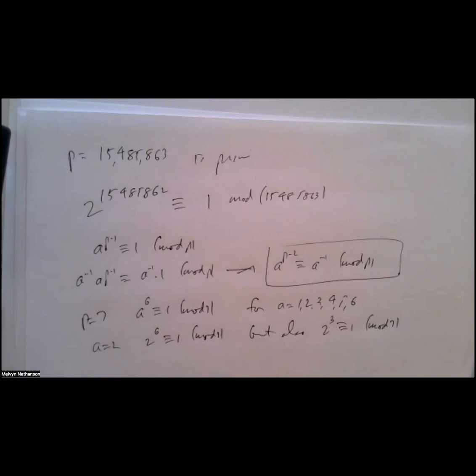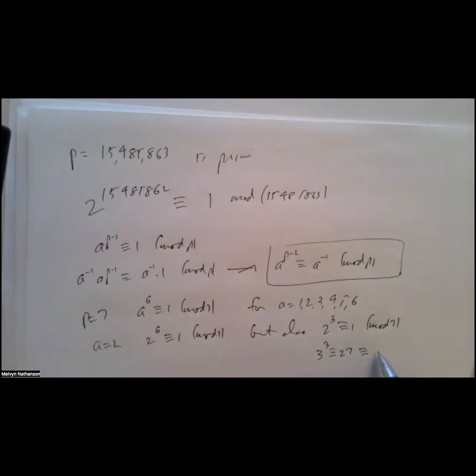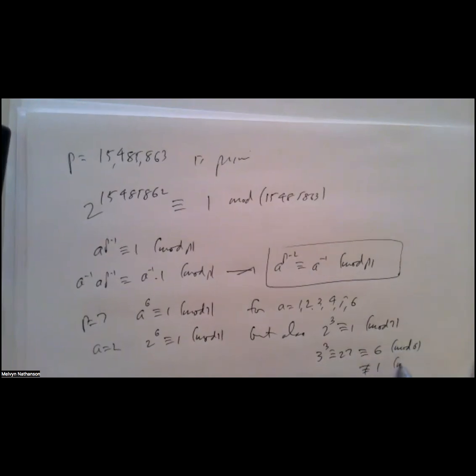But I don't think that's what you're asking. Repeat your question again. That's in case of 3, like suppose 3 exponent 3 mod 7. So 3 cubed is 27, is congruent to 6 mod 7. It's not congruent to 1 mod 7. Yeah, that was my question. Then it will not be 1, right? No, not necessarily. It could be, like here, 2 cubed is 1 mod 7, but 3 cubed is not 1 mod 7.